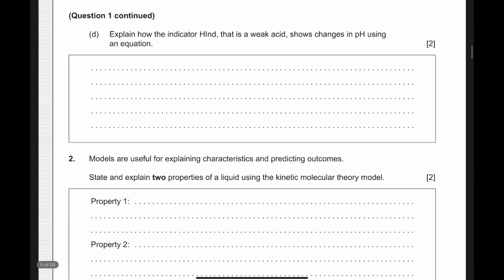Explain how the indicator HIND, that is a weak acid, shows changes in pH using an equation. So the equation would be, it's a weak acid, right? So this will combine with H2O, will form IND minus ion, H3O plus ion. So if this HIND has to be an indicator, the first and foremost condition is HIND and IND minus should have different colors, right?